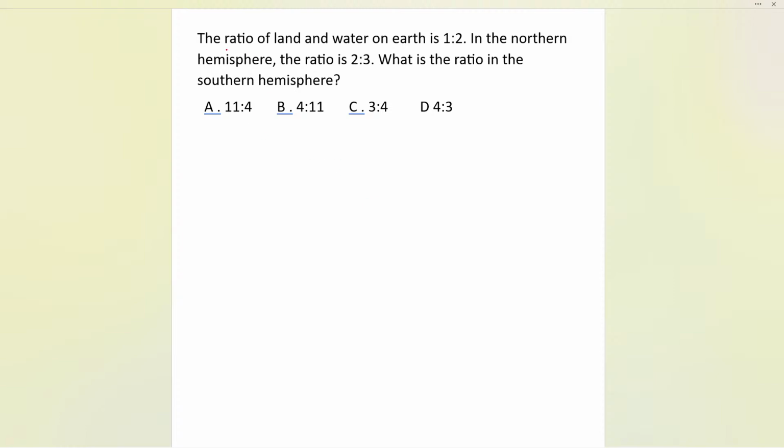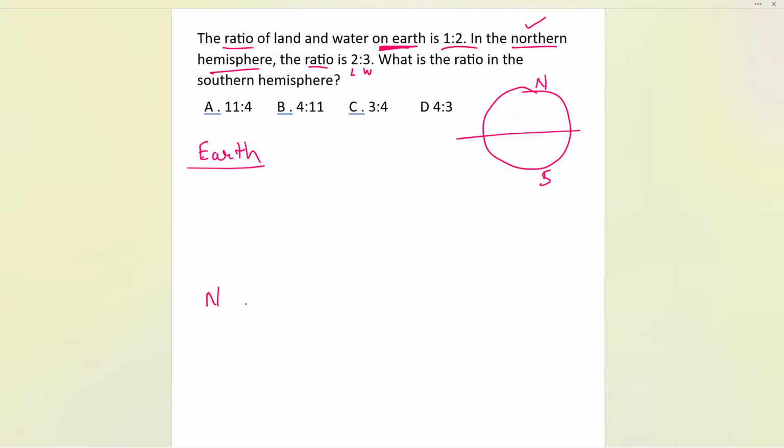Now let us see over here. Land and water are in the ratio of 1:2. Now they are talking about the complete Earth. Ratio of land and water. This is the Earth, and overall it is land and water. Now there is a northern hemisphere at the top, and a southern hemisphere at the bottom. The ratio of land and water is given over here as 2:3 in the northern hemisphere. Fine, in the northern hemisphere 2:3 is the land to water ratio.